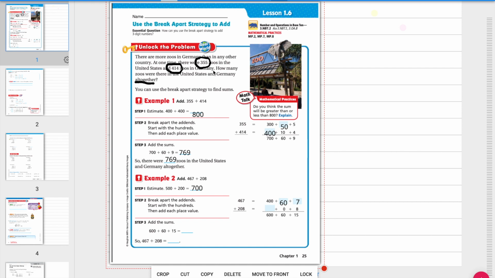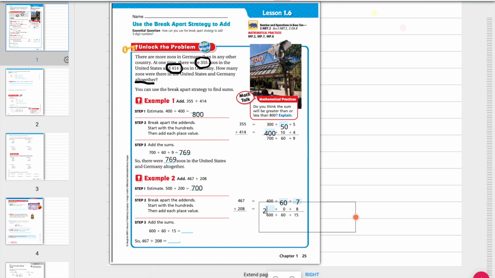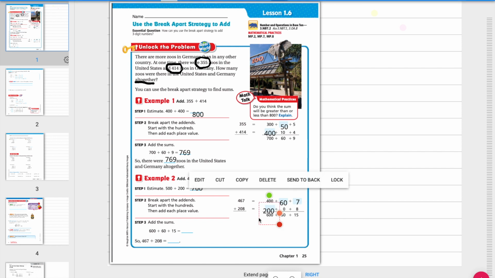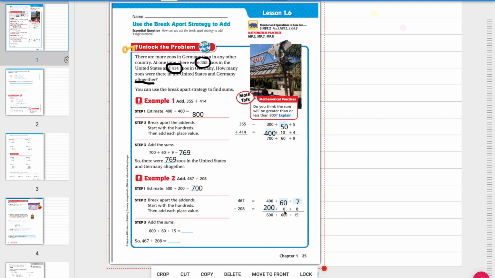208 is the same as 200. And there's nothing in the tens place. There's a 0 there as a placeholder. So we'll keep the 0 here, plus 8 ones. And now we can add each place value. So 7 plus 8 is 15. 60 plus 0 is 60. And 400 plus 200 is 600.